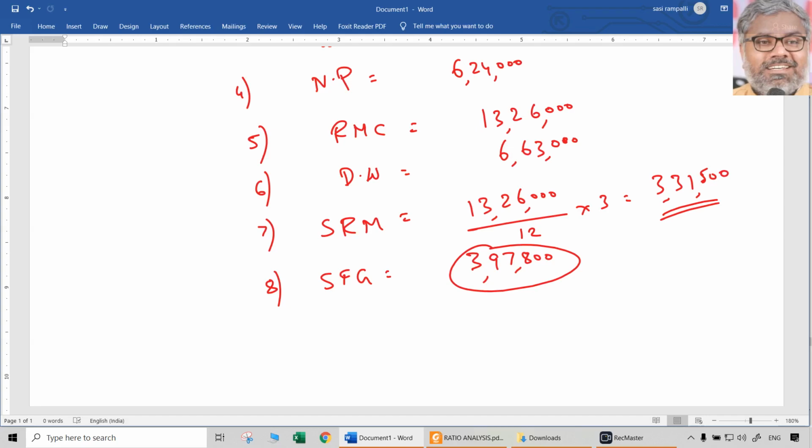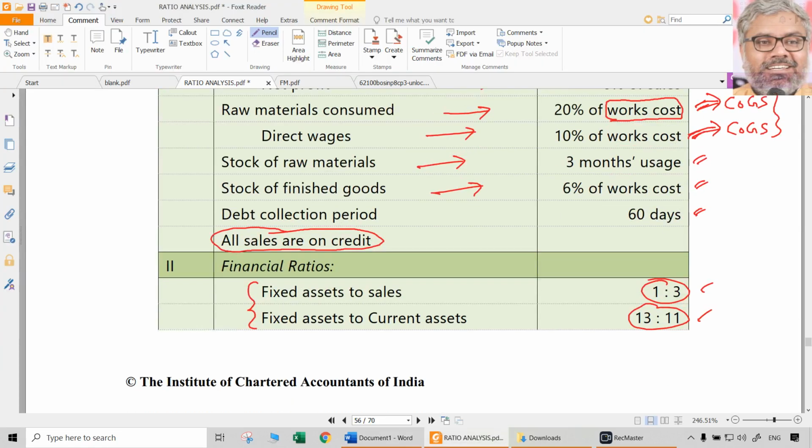Since opening stock of finished goods is not there, and no information is given about that, automatically it means opening stock and closing stock of finished goods are the same. If it is the same, whatever is the cost of the goods produced, in this case works cost, or the cost of goods sold, both will be the same, no difference. So that is an inherent assumption that has to be taken here. So stock of finished goods is 397,800.